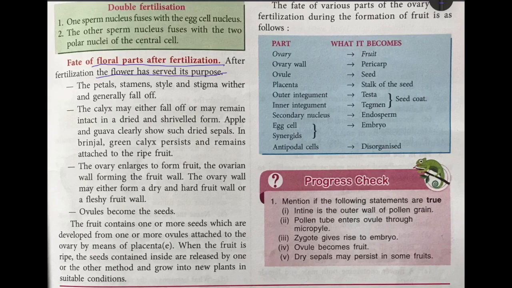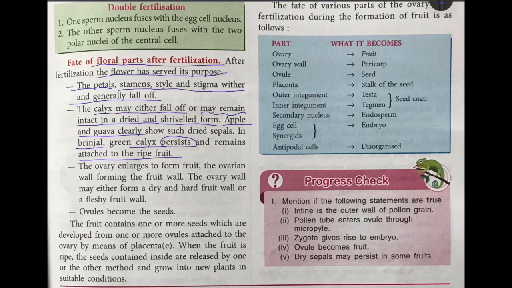So after that, the petals, stamen, style and stigma wither and they generally fall off. The calyx may either fall off or sometimes it may also remain intact in dried and shriveled form. You can see in apple, guava. In brinjal also, the green calyx persists, means it remains attached to the ripe fruit.